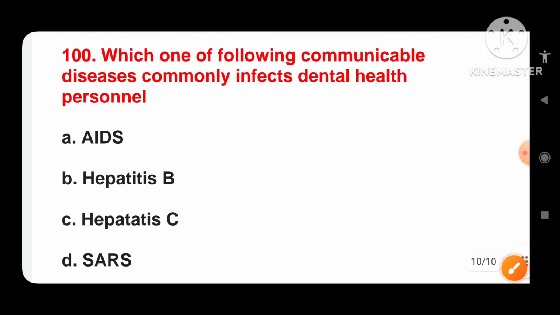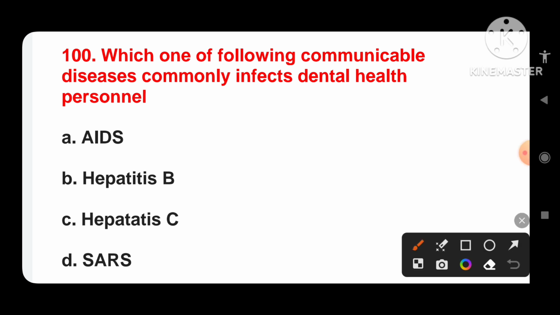Next question is, which one of the following communicable diseases commonly infect dental health personnel? Options are AIDS, hepatitis B, hepatitis C, or SARS. And the correct answer is hepatitis B. Hepatitis B is a communicable disease that commonly infects dental health personnel, and the virus is transmitted through the blood and other body fluids, okay. Others are also communicable diseases, but hepatitis B commonly infects the dental health personnel.